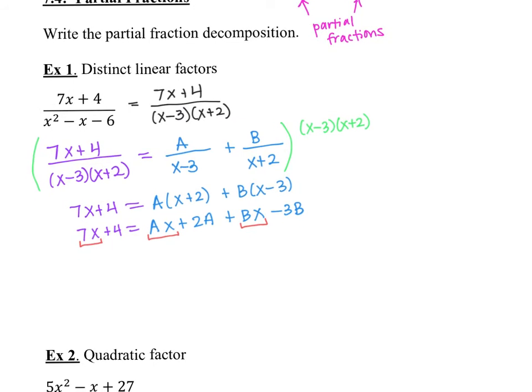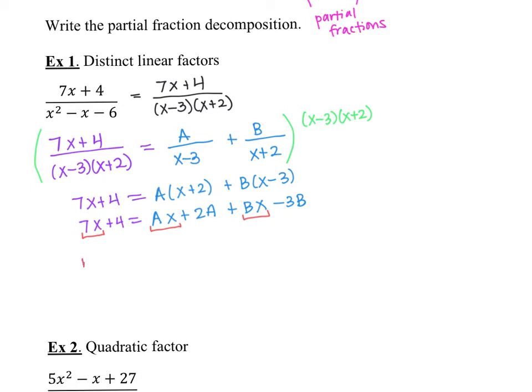If I divide both sides by x, or if I just consider only the coefficients, it would tell me that a plus b must equal 7, and that's because ax plus bx has to equal 7x, so it must be true that if I add these coefficients, it must equal 7. Next I'm going to look at the constants.